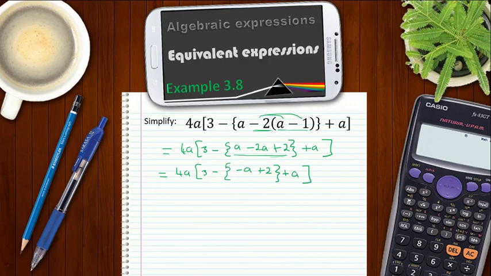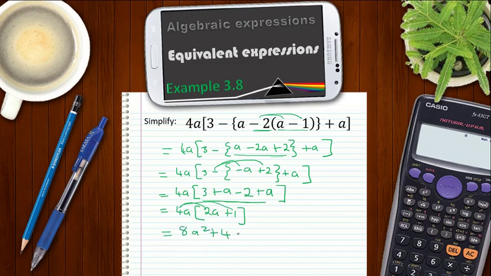And now we can get rid of these funny brackets by multiplying in this minus into them. And once again, everything else needs to come along. We have 3 over here. This minus goes in, it becomes plus a minus 2 plus a. Okay, now we can add the like terms inside this bracket. A plus a is 2a, and 3 minus 2 is 1. And then finally, we multiply our final bracket, and we get 8a squared plus 4a.